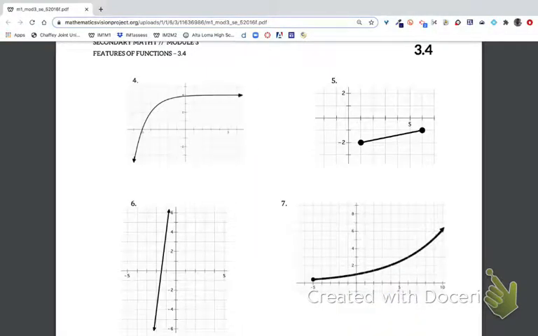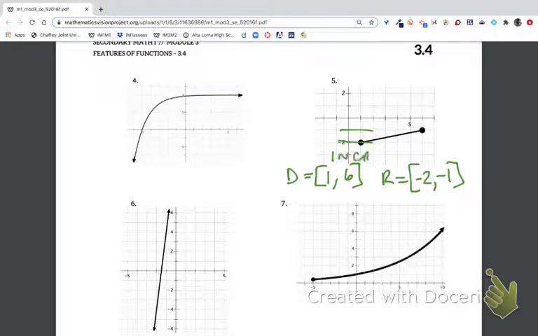For number 5, the domain is all of our x values. So this time, it is a closed circle, so the closed bracket there, and it's going to go from 1 to 6. Don't get confused by this 5 that's there, it continues on. It's a continuous function between 1 and 6. The range goes from here to here, so -2 to -1. And we can say that this is increasing.